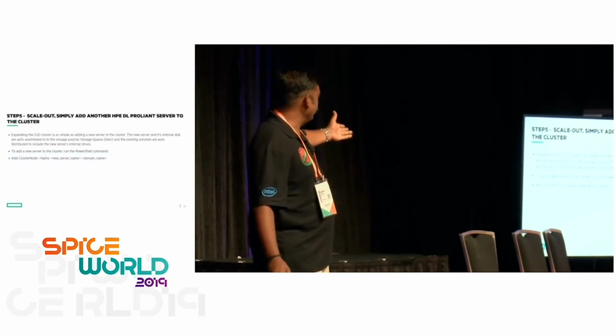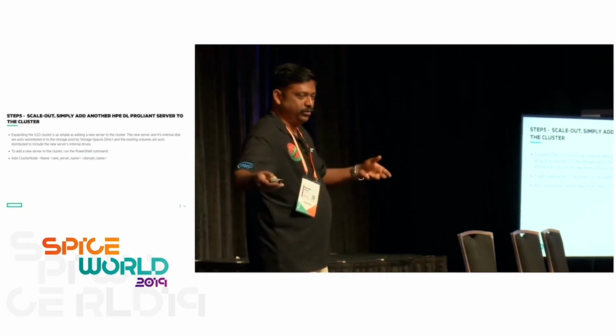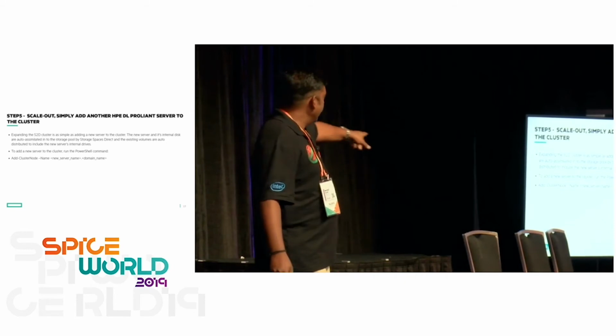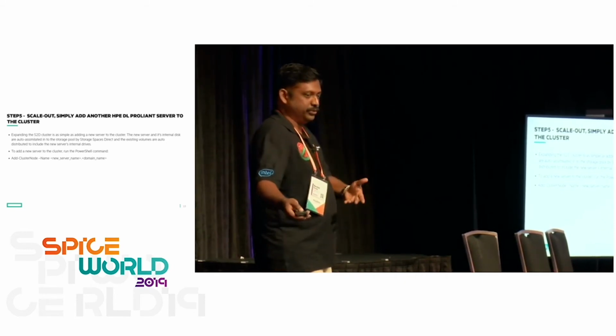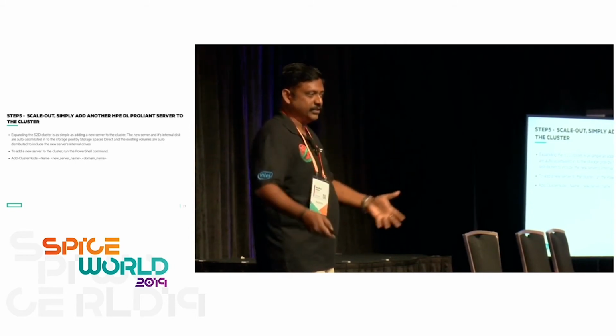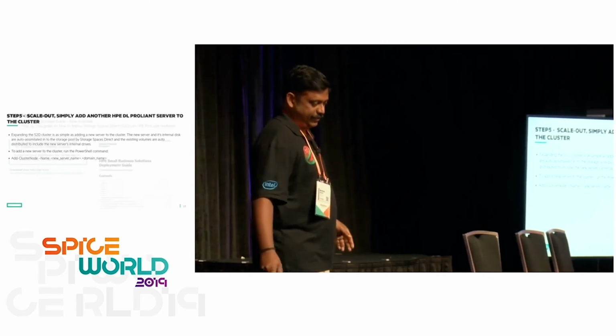And then to scale out, you simply add a new node. So you put a new node in your rack, connect it to the top of the rack 25 gigabit switch, and then you run this add cluster node, the new server name, and that's it. Microsoft will automatically assemble the server along with the internal disks into the pool, and you don't have to do anything.